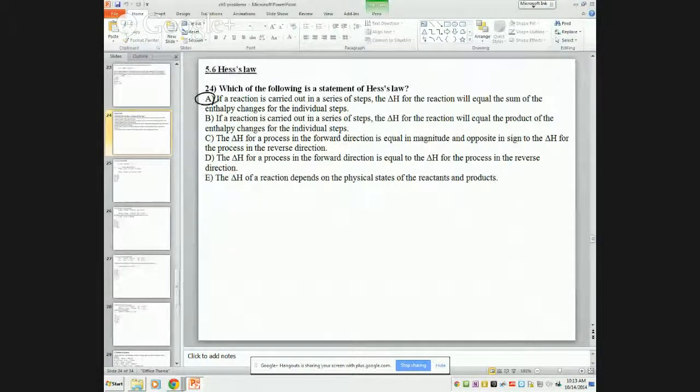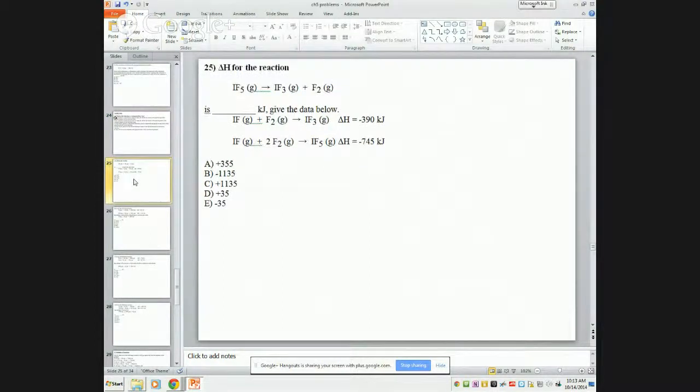If a reaction is carried out in a series of steps, delta H for the reaction will equal the sum of the enthalpy changes for the individual steps. Basically, picture the bottom of a stairwell and you go up, you go down, you go up, you go down. If you add up all the steps that you took to go up and all the steps that you made going down, it should tell you exactly where you are, regardless of if you went up 10 and then down 5, or if you went up 5 and then just stopped. Doesn't matter. Add up the steps, you get the middle. You get what happened overall.